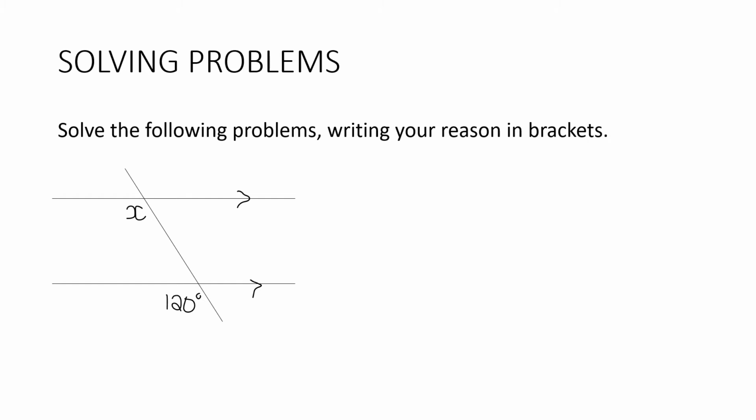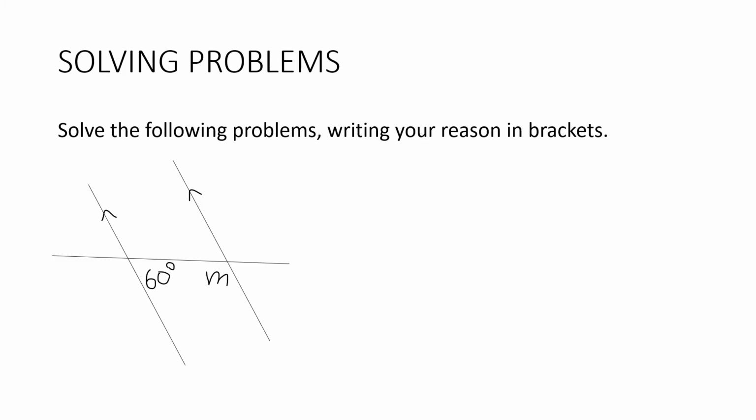So we've got an angle of 120 degrees, and we want to find the value of x. So which relationship is this? They're on the same side. One's inside the parallel lines and one's outside. They're the F angles, aren't they? What are they called? Corresponding. So x is equal to 120 degrees. There's our reason. Corresponding angles in parallel lines.